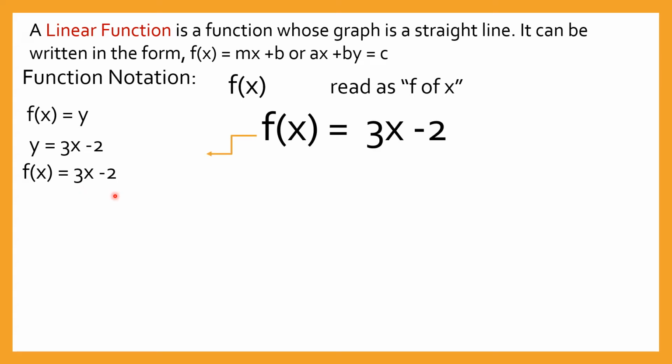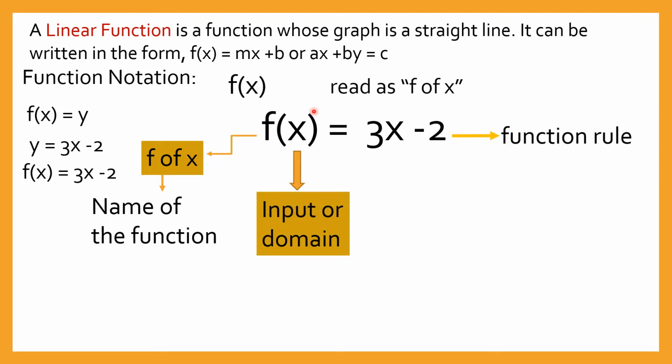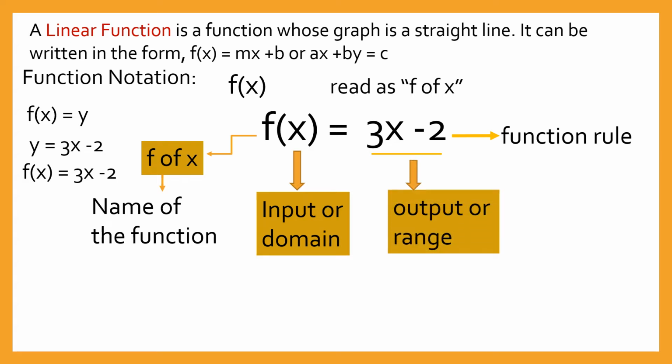Now, in f of x, that is what we call the name of the function. And x is what we call the domain or the input. And this is the function rule. It tells you what to do. And once you perform that, that is what we call the output or the range.